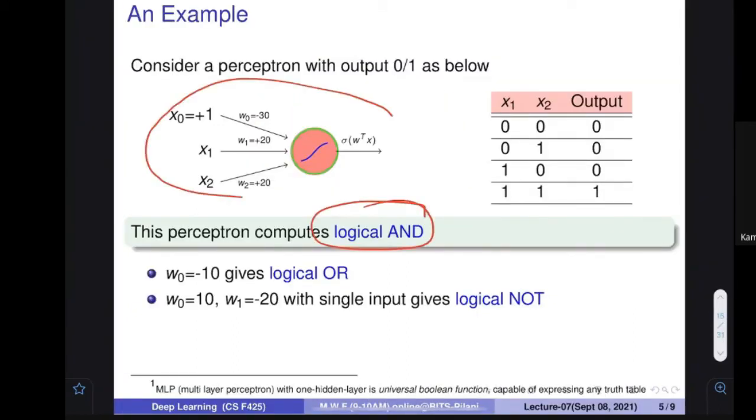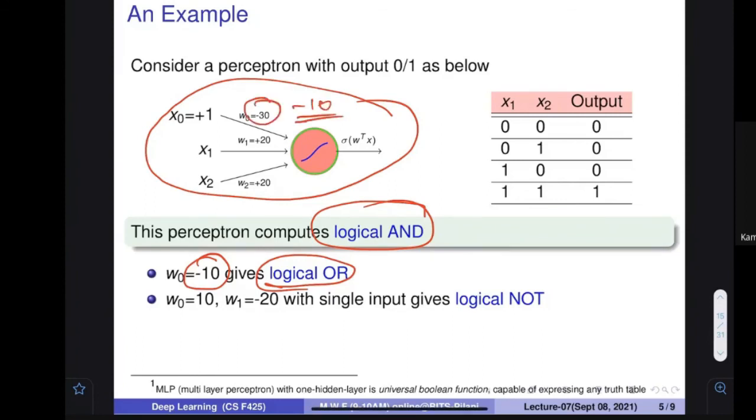So this particular structure represents logical AND. If W0 is equal to minus 10, then it becomes my logical OR. Here you put minus 10. I give you homework that you try by yourself. Then it would be an OR gate. Here 1, 1, 1 would be there.